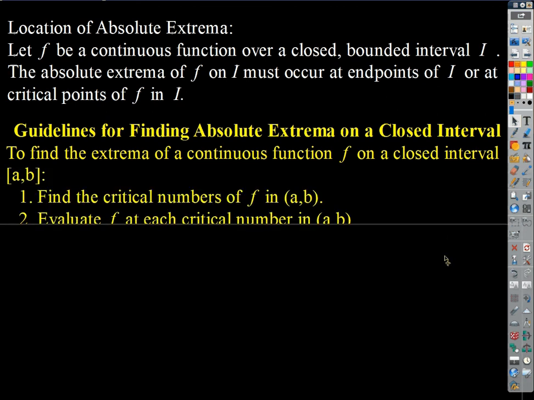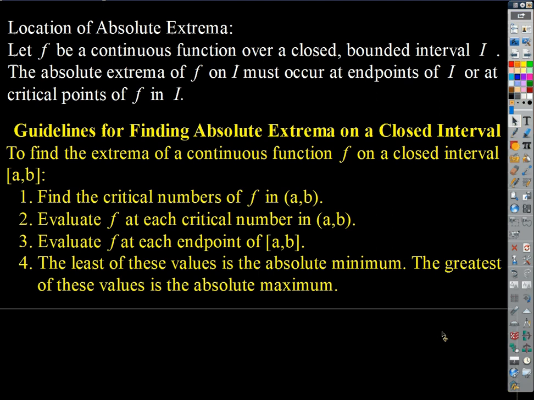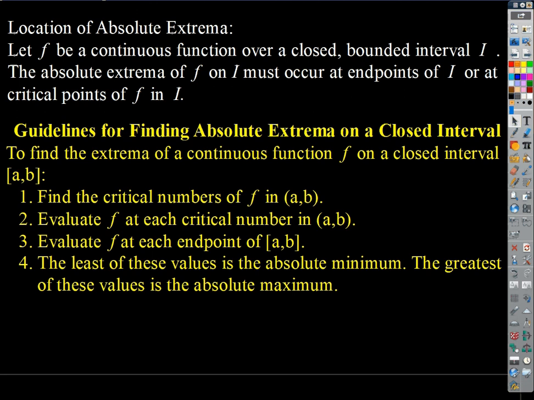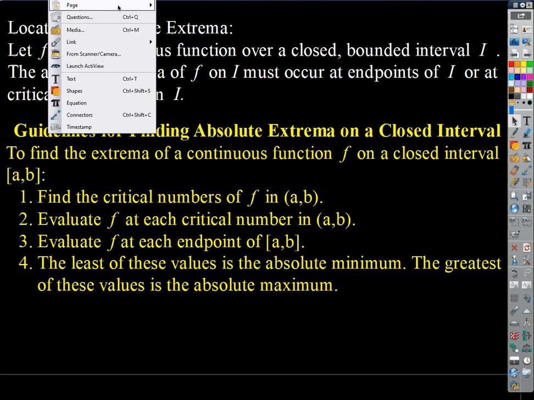So our guidelines for finding absolute extrema on a closed interval are pretty simple. We're going to find all the critical numbers of the function on the open interval between the endpoints. We're going to evaluate f at each of the critical numbers that we find. We're going to evaluate f at each endpoint and see what the biggest and the smallest values are, right? And we could do that in a table. So here's your first introduction to tables. So we could do that like this.